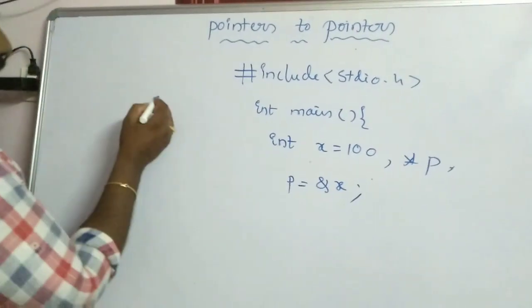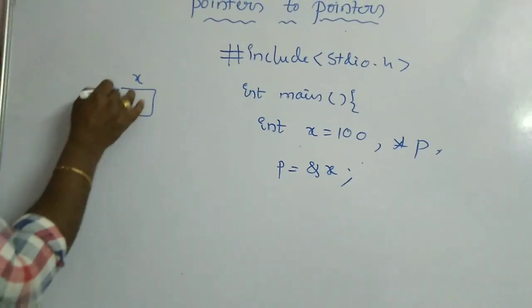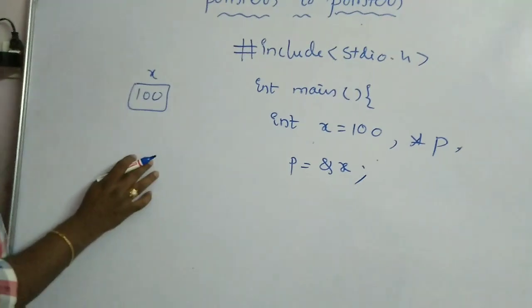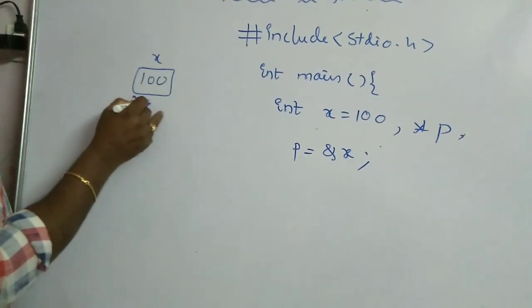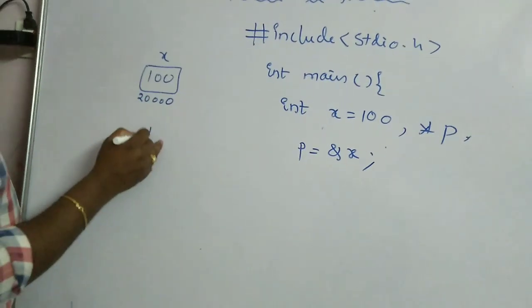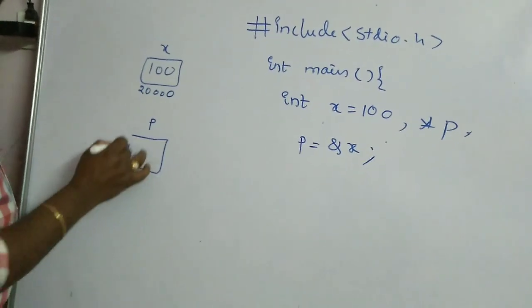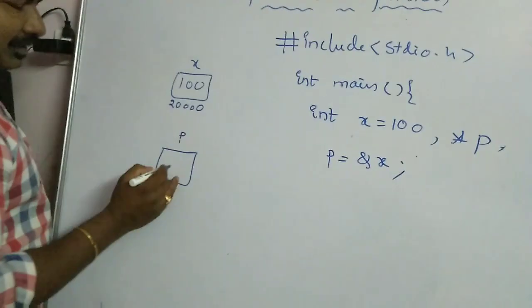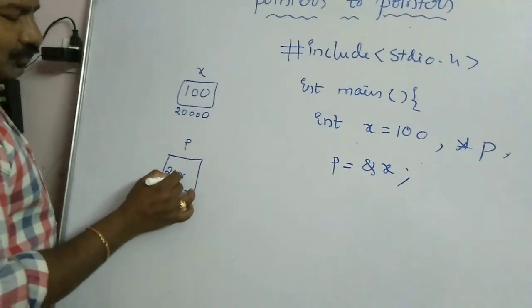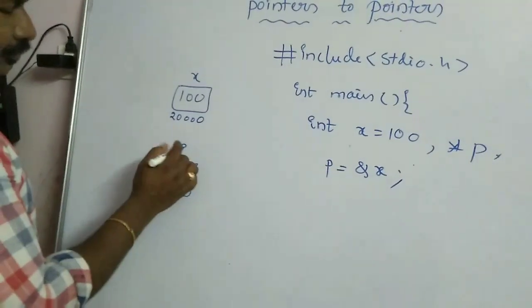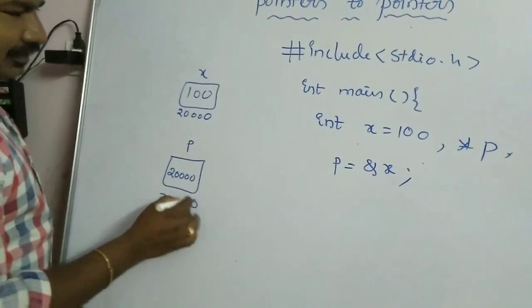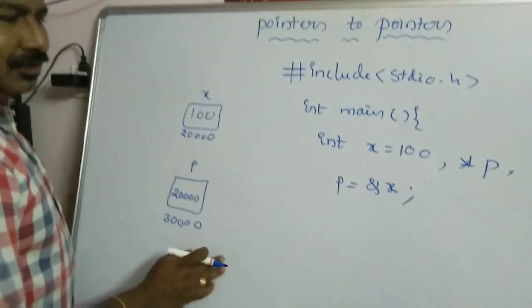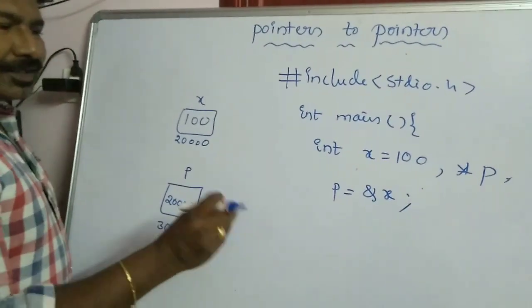For this we have drawn a figure like this. x has a value 100 and its address is some 20,000, and there is a pointer p, and p has the address of x. That means p holds 20,000. Like a variable, a pointer variable also has some address. I'm assuming it as 30,000. So this is the concept of the previous example.